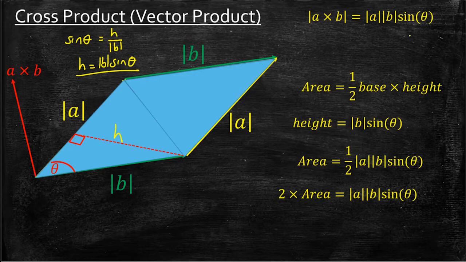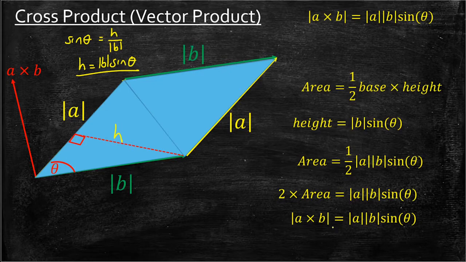Now this is a very important result, because that means that the magnitude or the modulus of the cross product, or the length of the cross product between A and B, actually gives us the area of the parallelogram determined by vector A and vector B, because 2 times the area is this result over here, which is the same as the length of the normal vector to A and B.